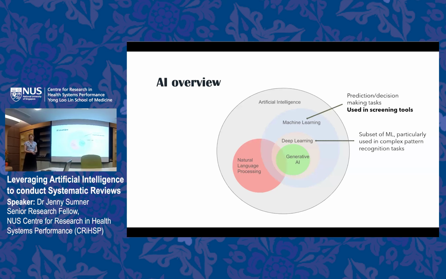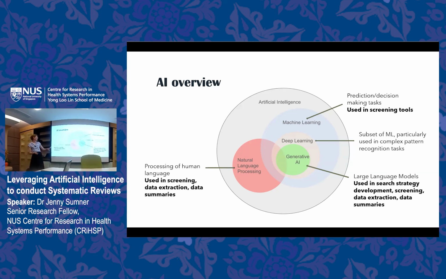A subset of that is deep learning AI, and that's usually used more in complex pattern recognition, maybe a little less in some of the AI tools that I'm showing you today. And then right at the bottom, we've got our large language models, so our ChatGPTs, our Claudes, et cetera, and these can be used in various different steps of a systematic review process. And then linked to that, we've also got this subset called natural language processing. Again, this technology is used in various steps in the systematic review process.